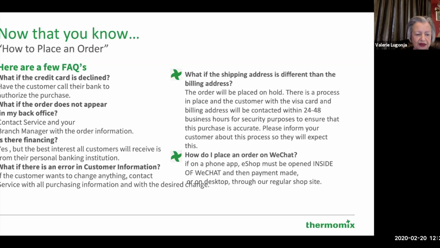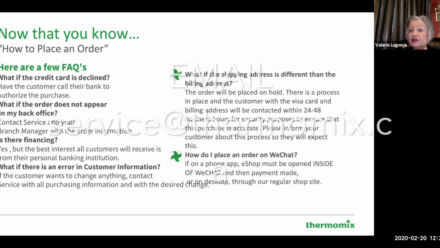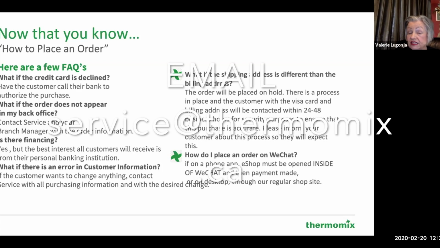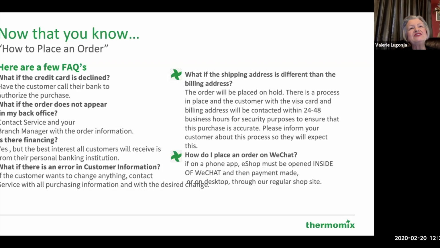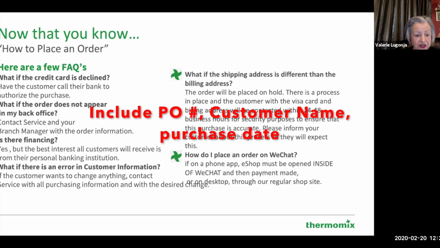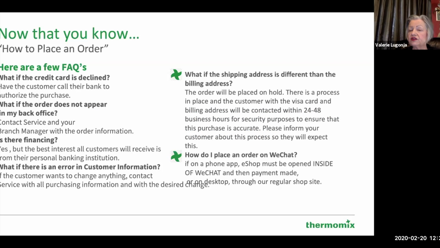own personal bank. Now, what if there is an error in the customer information? This is why it's very important to always get the purchase order number, because it's very easy to make a typo with an email or a name or an address or anything. And as long as you have the purchase order number and some of the contact information, you can always write to service@thermomix.ca and have that information corrected.